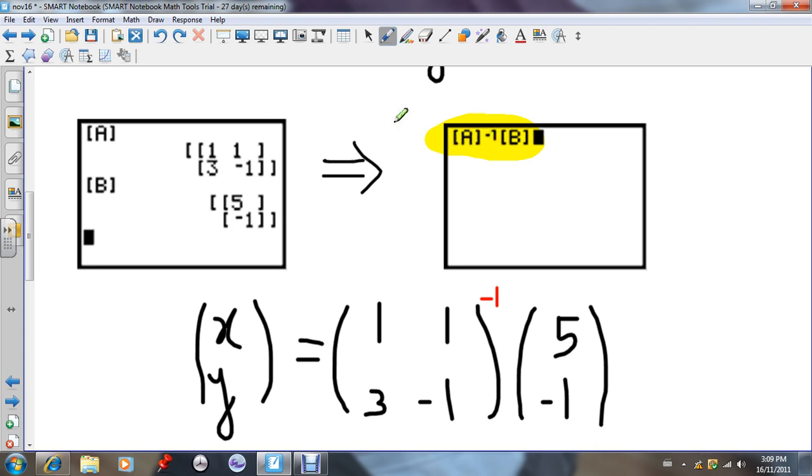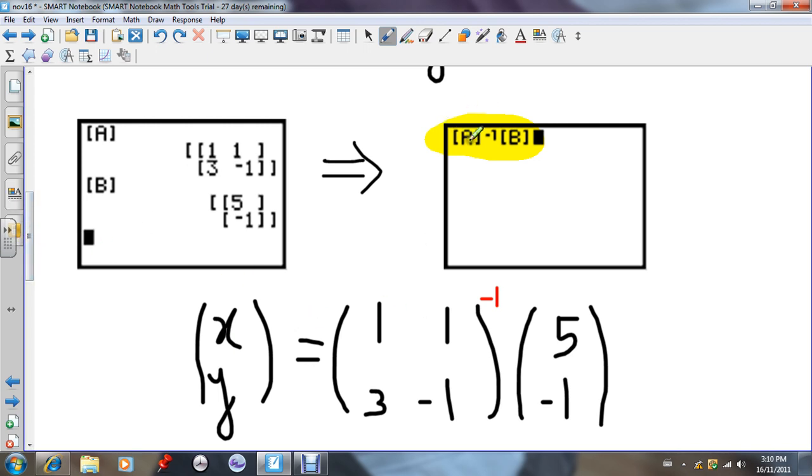Well, you go into your menu, you call up matrix A, and you hit that x to the minus 1 button. That's all you do. X to the minus 1 button. So you have A to the minus 1. Then right here in the middle you can put times, or you can leave it blank. Why? Because blank means times. But put times if you want. Times the constant matrix. Okay?